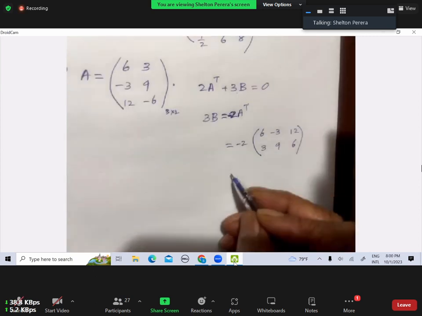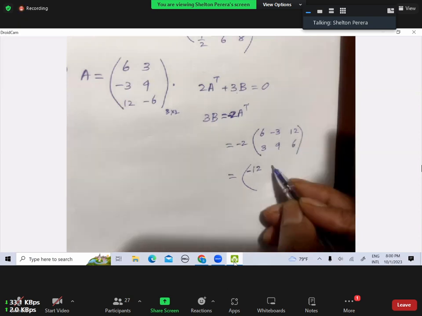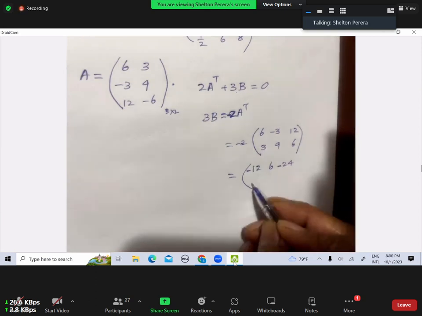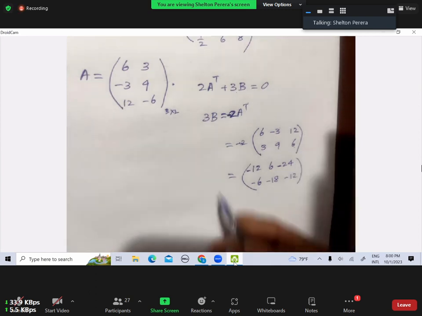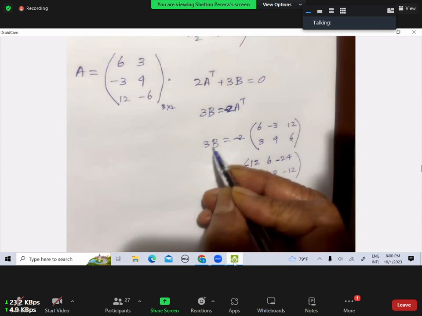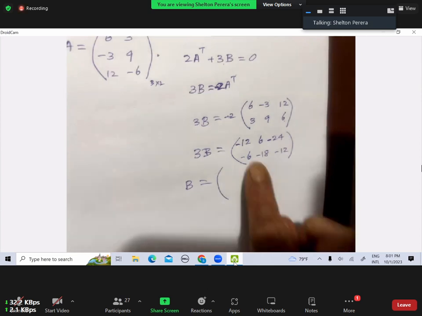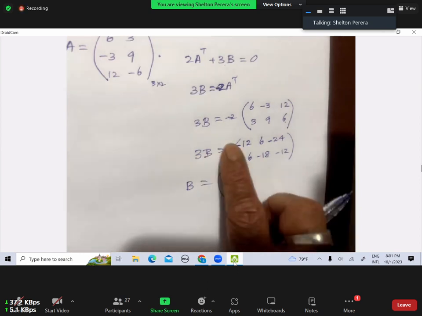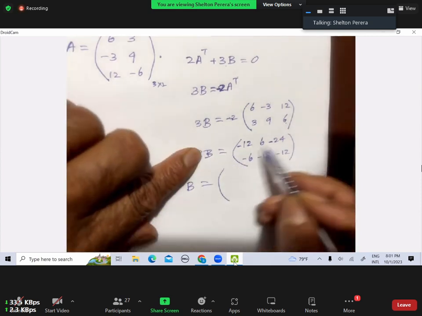This is equal to, multiplying by negative 2: negative 12, negative 6, negative 24, negative 6, negative 18, negative 12. That is 3B. 3B is this. So how do I find B? I have to divide all. Fortunately, this time every entry is divisible by 3. So B is equal to 1/3 of this, meaning every entry must be multiplied by 1/3.